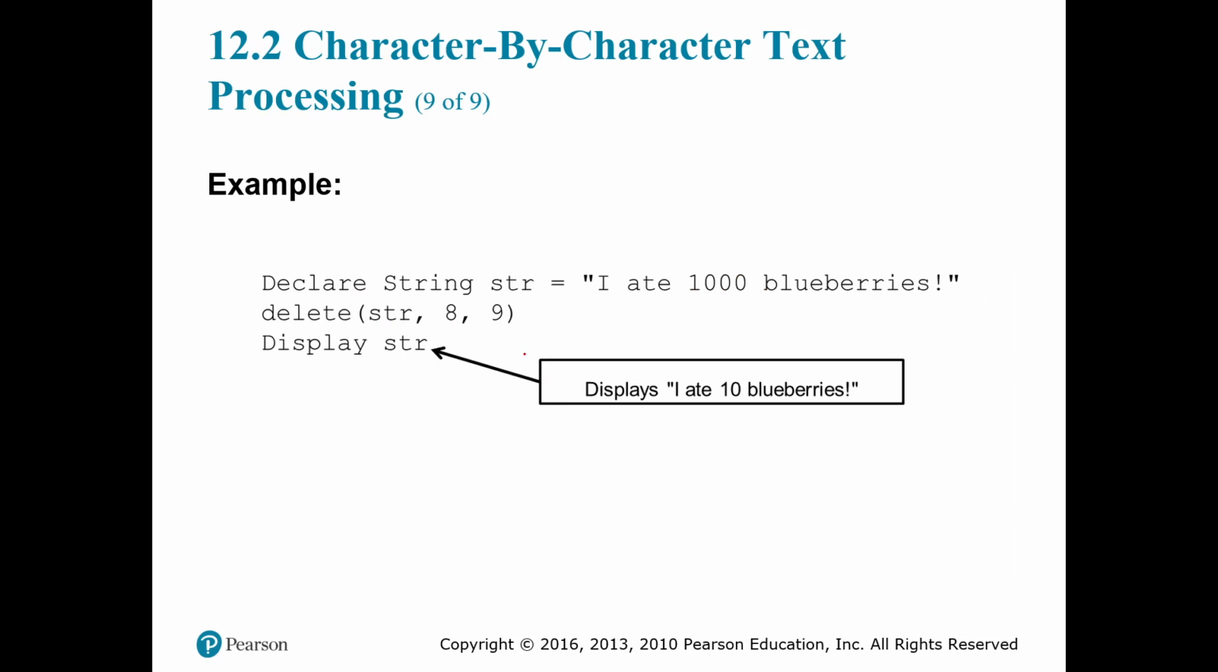And let me show you an example right here. As you can see, we have a string, I ate 1,000 blueberries, and we want to delete from 8 to 9. And that's going to be 0, 1, 2, 3, 4, 5, 6, 7, 8, 9. So we're going to delete the 8 and 9 characters, and what we're going to end up with is I ate 10 blueberries.